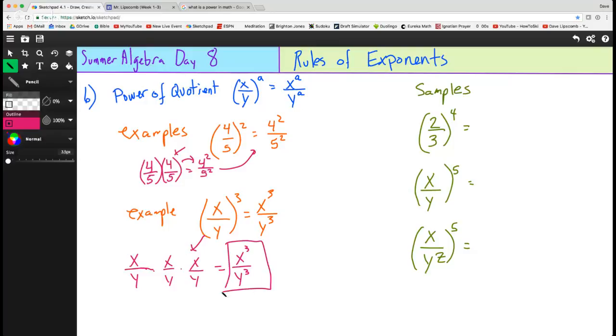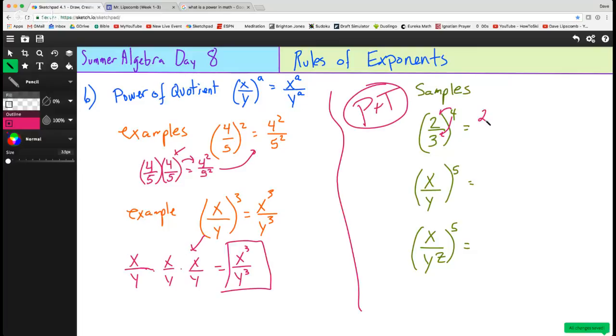I probably skipped a step for those doing super formal proofs, but we're good enough without having to explain that little nuance here. So let's pause and try right here. Using our rule, 2/3 to the 4th power is the same thing as 2 to the 4th over 3 to the 4th.